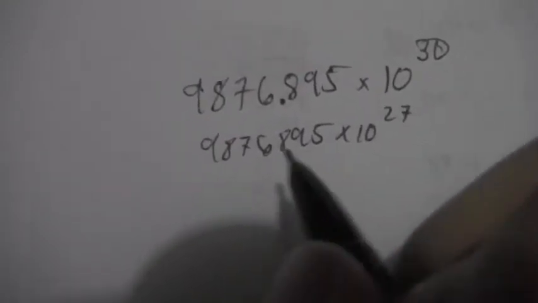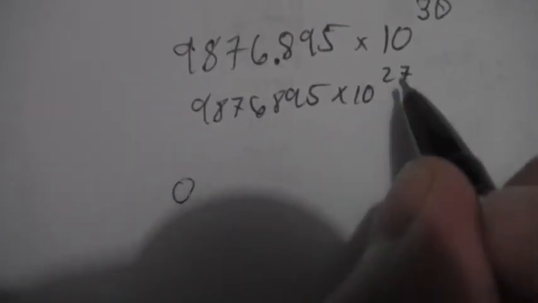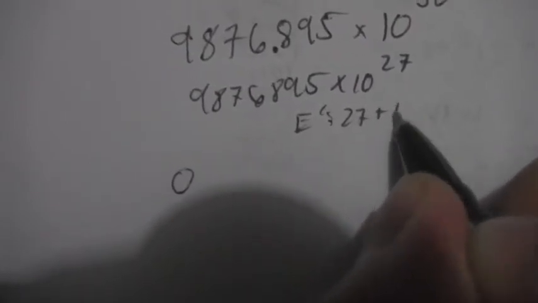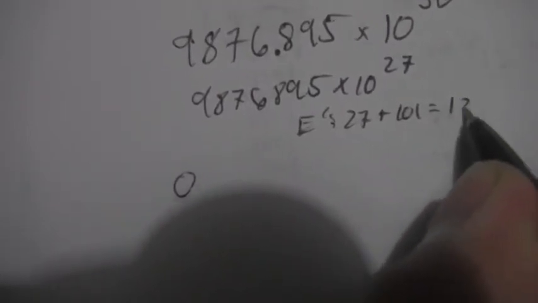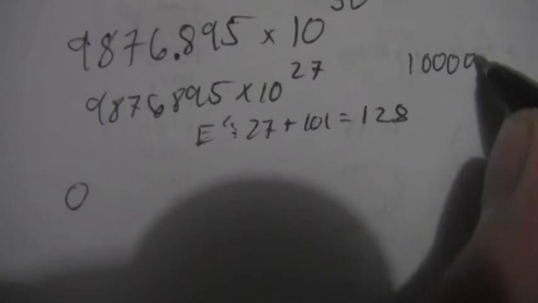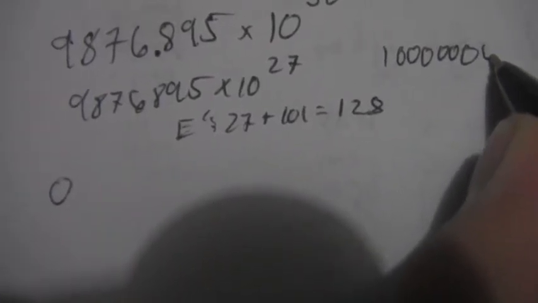It becomes 27. Now, sign bit is 0. E prime is simply 27 plus 101, or 128. That's very easy to convert because that's 1 followed by 7 zeros. Okay. Now you get the most significant digit of your mantissa, and aha, it starts with a 1.